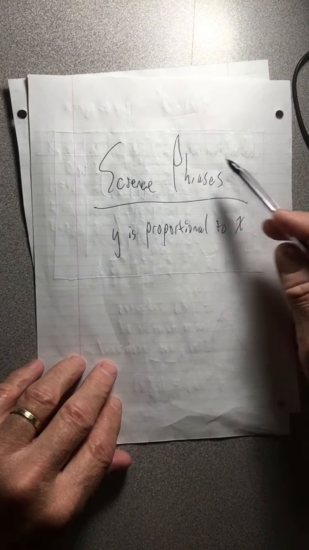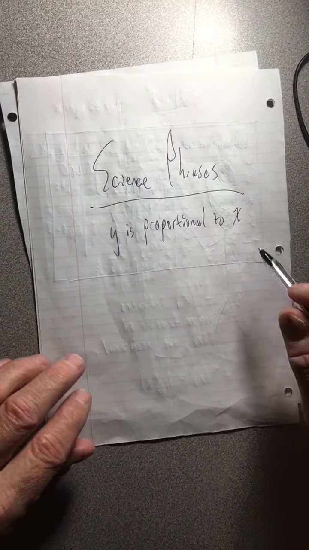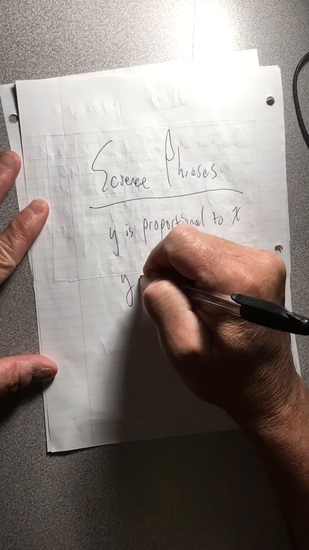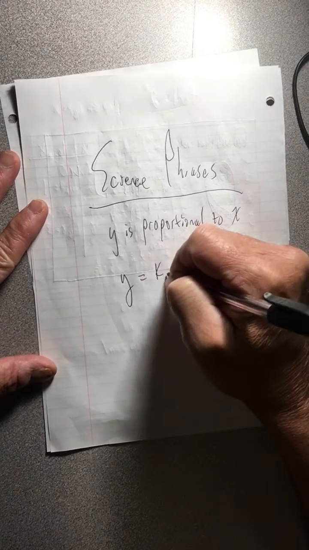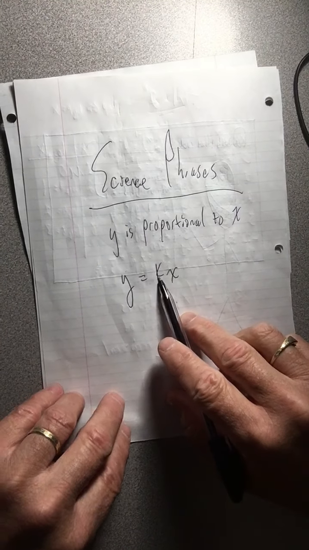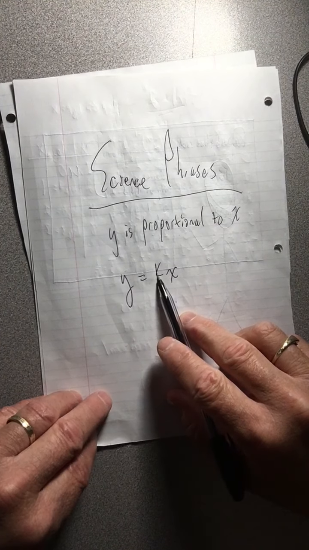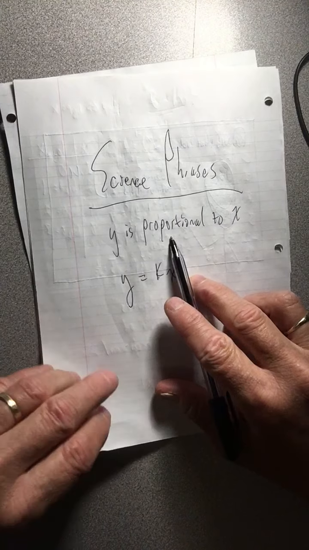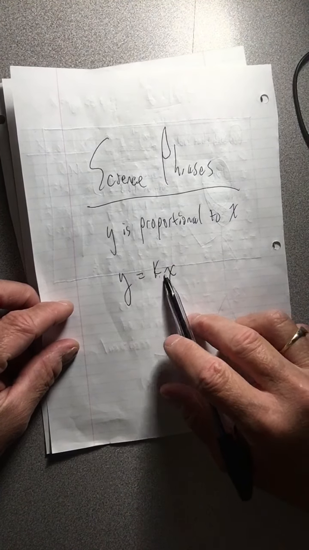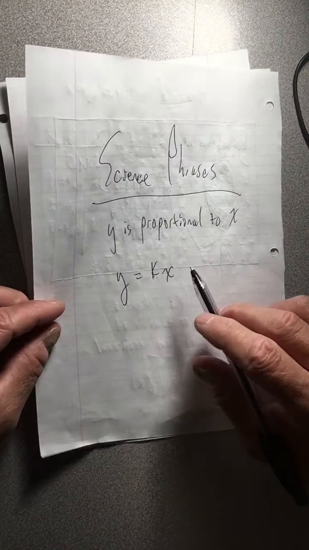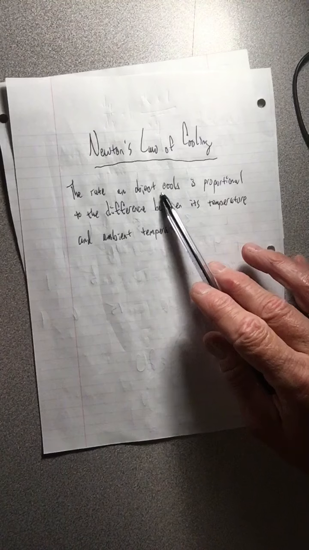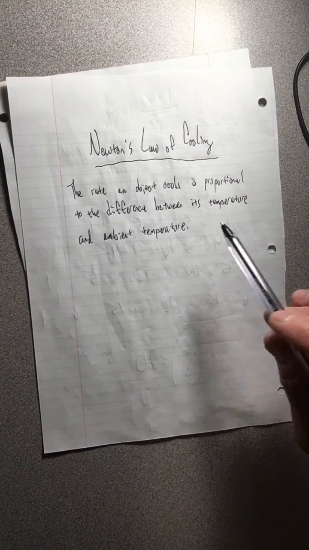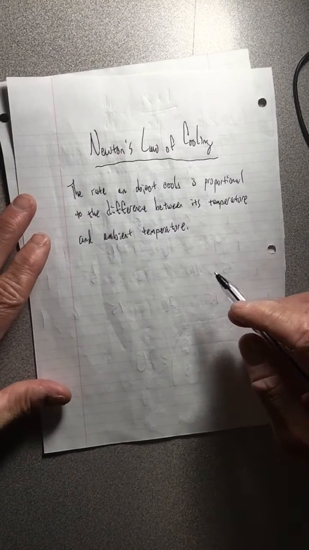So let's remember science phrases. Y is proportional to x means you have some equation where y is equal to kx, a linear equation. This k is the slope, but it's also called the constant of proportionality, and it just depends on the situation. Now that we remember that, let's look at Newton's law of cooling, which says that the rate an object cools is proportional to the difference between its temperature and ambient temperature.